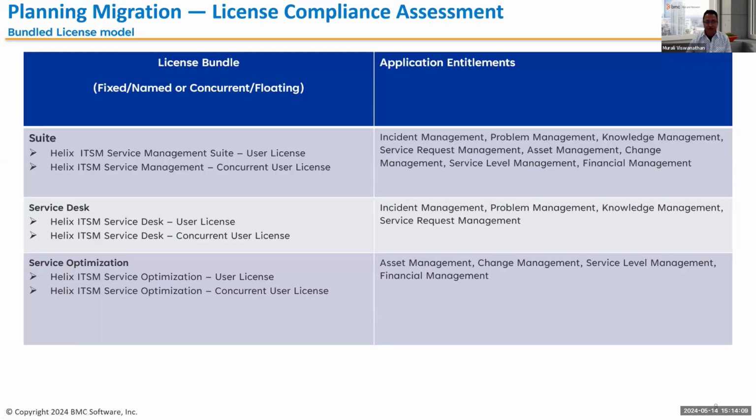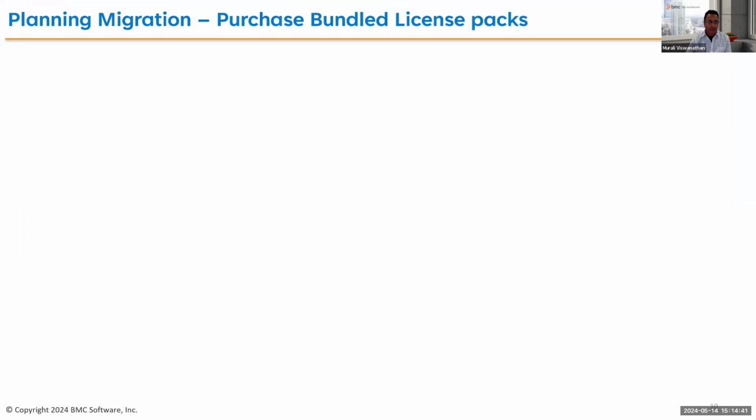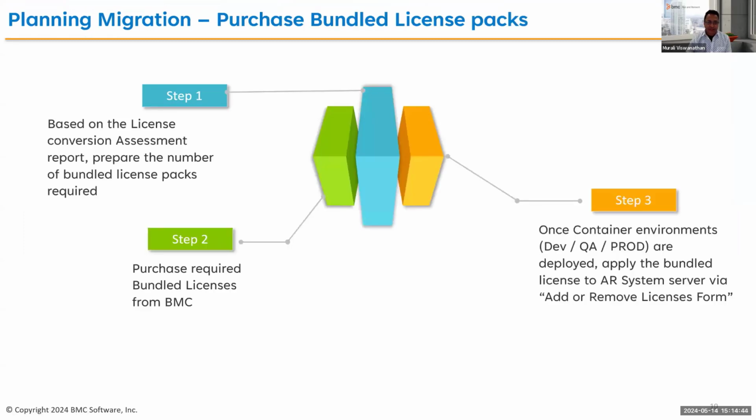So this gives you a picture of what licenses we have available on the bundle licenses, and what entitlements, so what applications are tied to it, to be honest, right? So for example, if you buy a suite ITSM service management user license, you're basically going to get all these permissions, right? Access to all these applications. Similarly with service desk, you're going to get these applications licensed. With service optimization, you're going to get these applications or products. So this is just a summary.